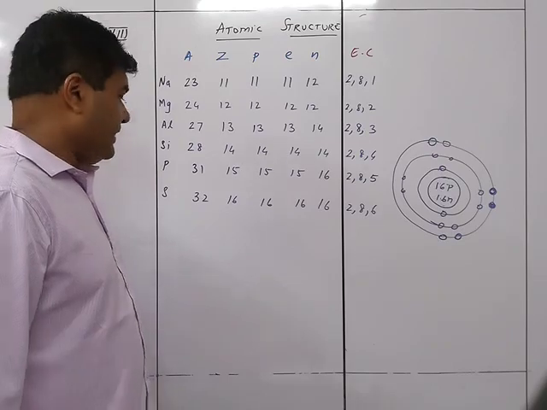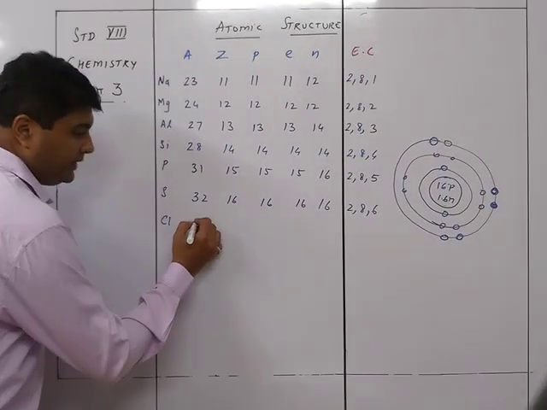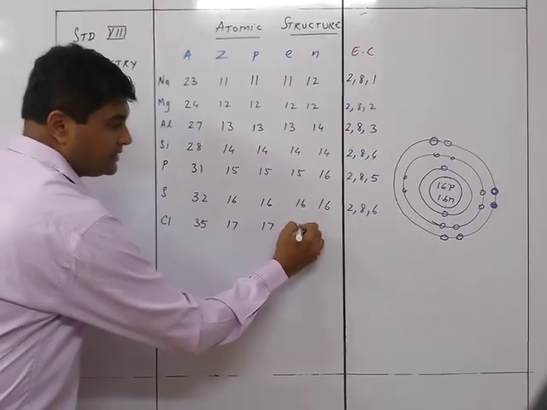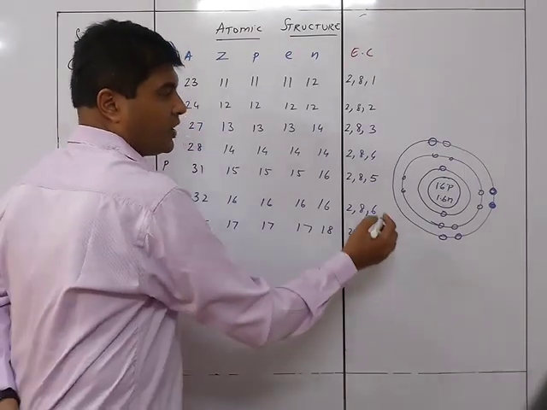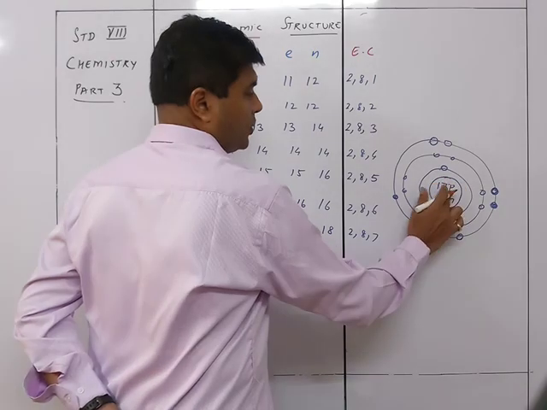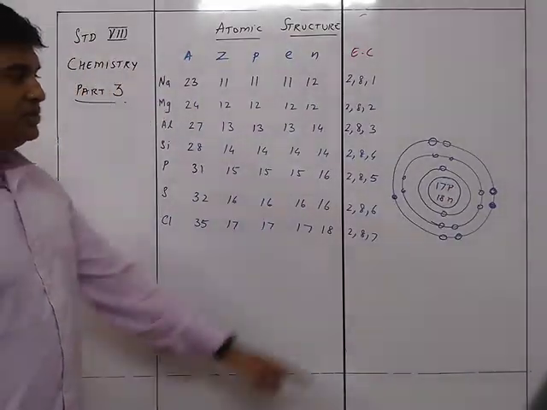The next we see is going to be chlorine. So Cl, chlorine is 35 and 17. So this is 17, this is 17 and this is 18. So it's 2, 8, 7. Accordingly, there will be one more electron joining over here to make it 17 protons and 18 neutrons. So this structure is of chlorine.